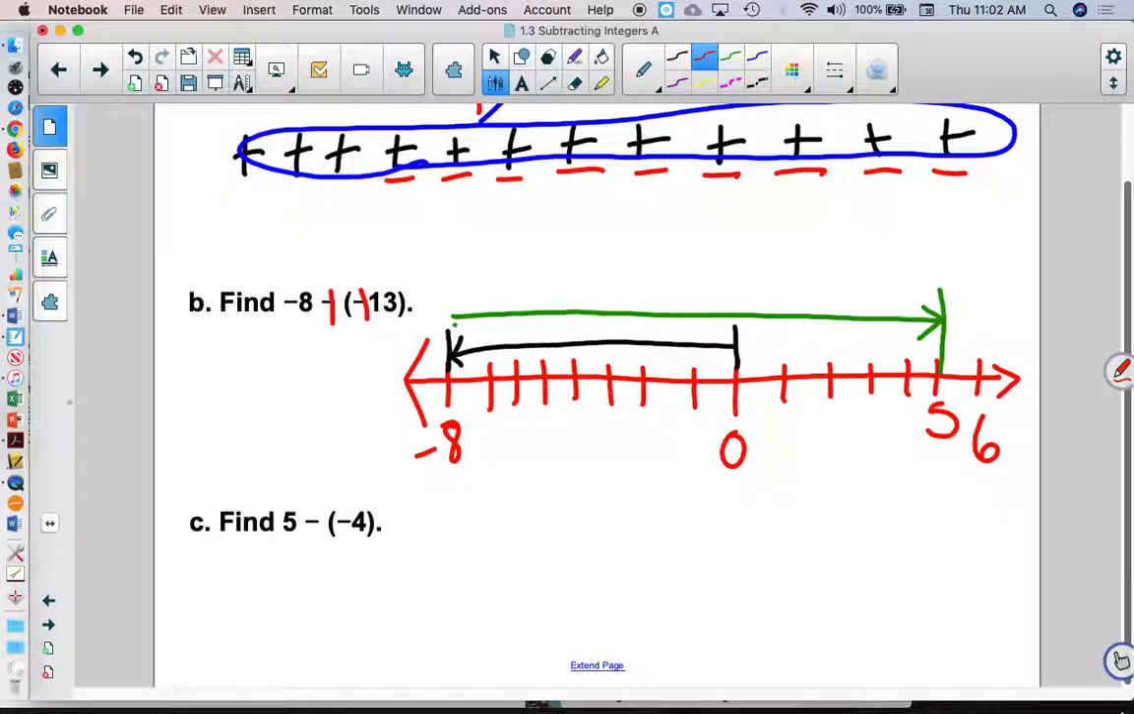Use the number line and model it. We're going to use the number line. And Cole's going to get up and physically walk it.